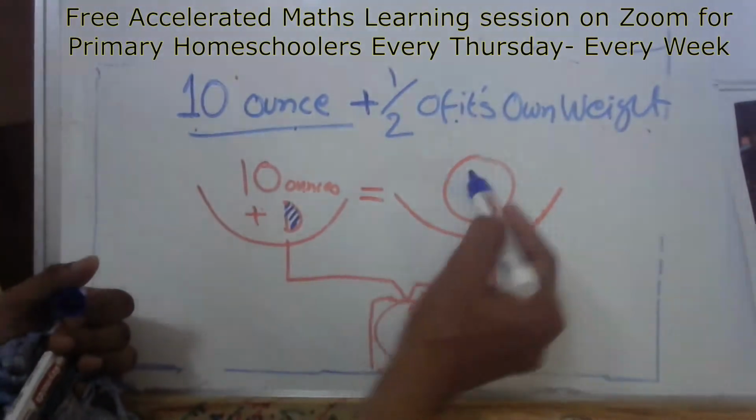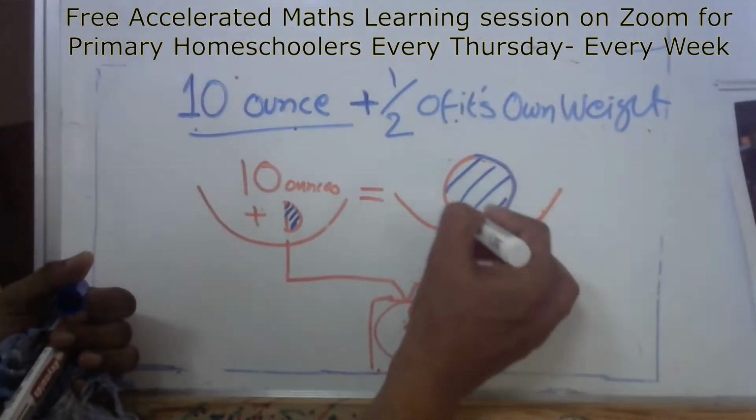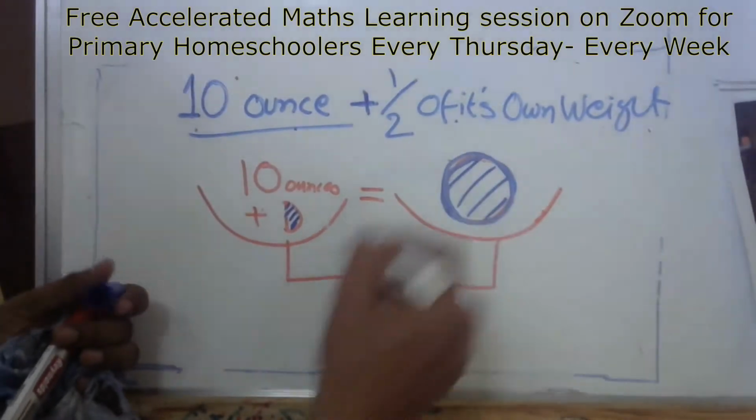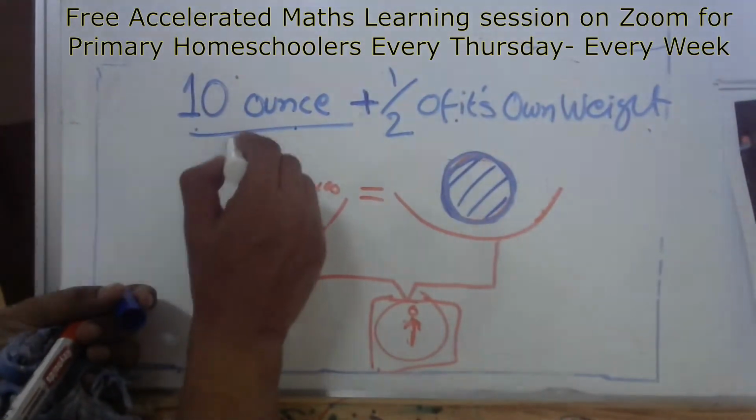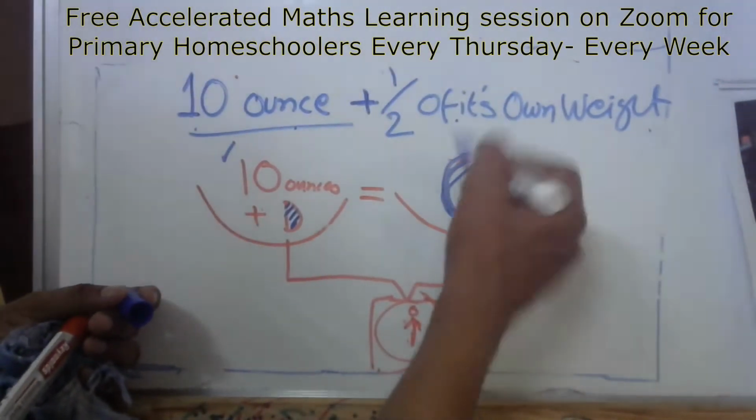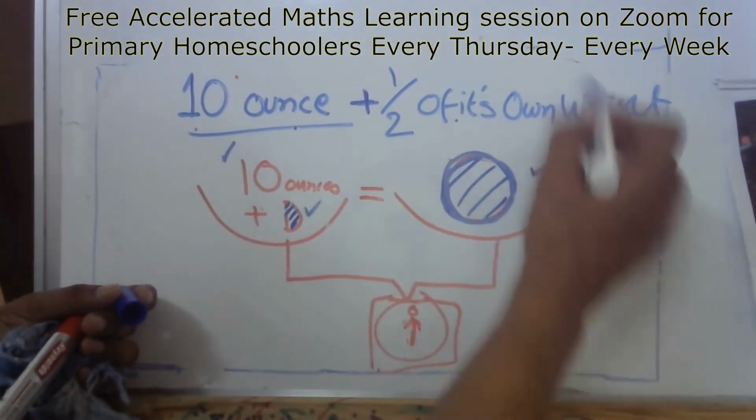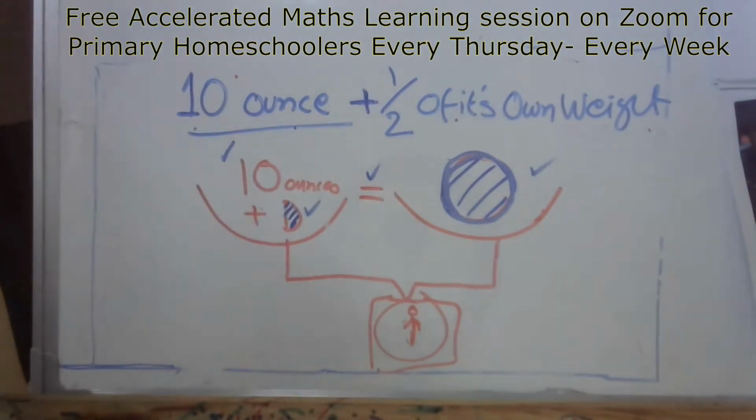So you see, 10 ounces and half the basketball I have kept here. Now then it will be balanced, right? Here I have put the whole basketball, and now let us see if it satisfied the question's phrasing. The question's phrasing is 10 ounces plus half of its own weight. Its weight, whatever it is, half of its own weight here. Now it will balance. Job done.